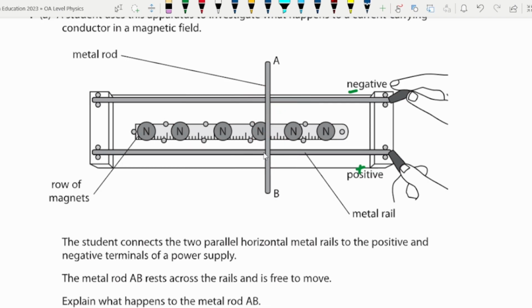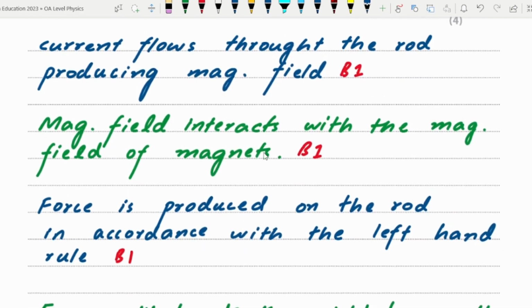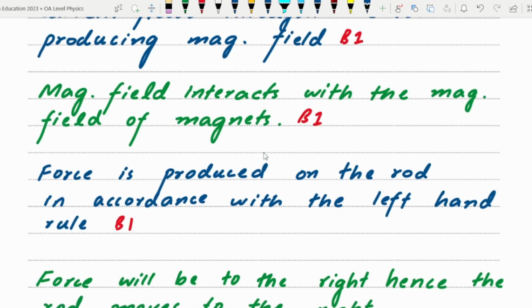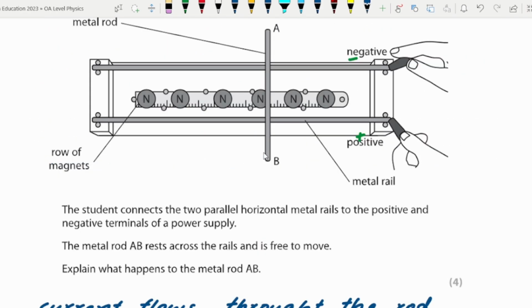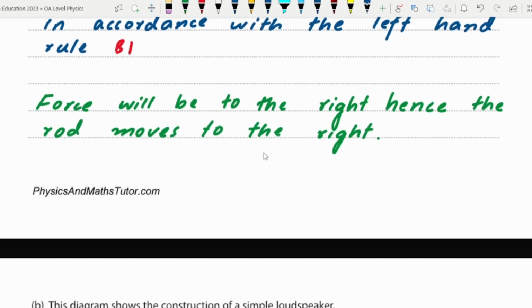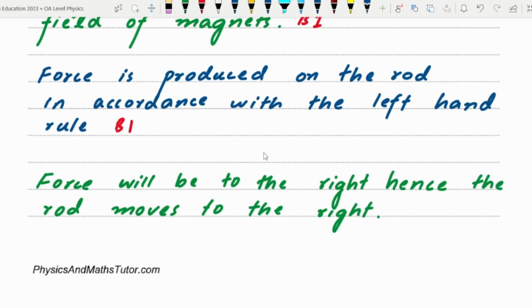So these two magnetic fields interact with each other, and in consequence a force is produced which is in accordance with Fleming's left hand rule. Right? Fleming's left hand rule gives you the direction of the force, and in this situation, if you apply the left hand rule, direction of force would be towards the right side. So this is how you get 4 marks on this one. You can write as many independent pointers as you can just to be on the safe side, but at least you need to write 4.